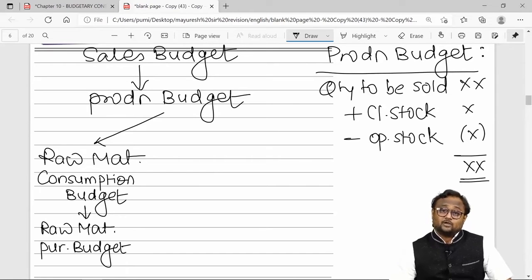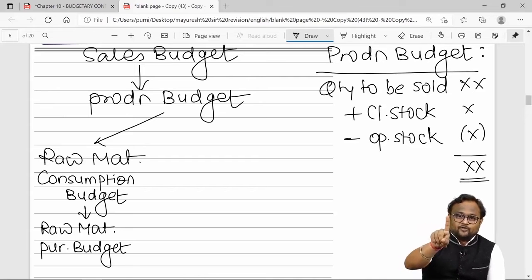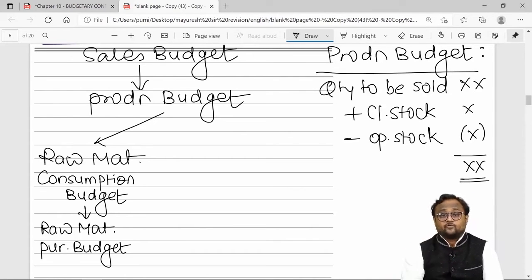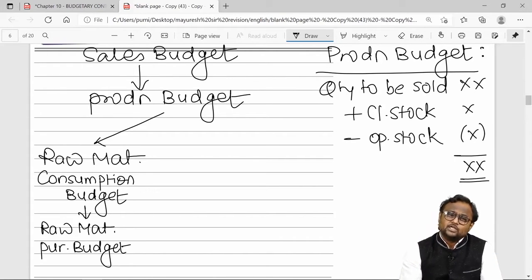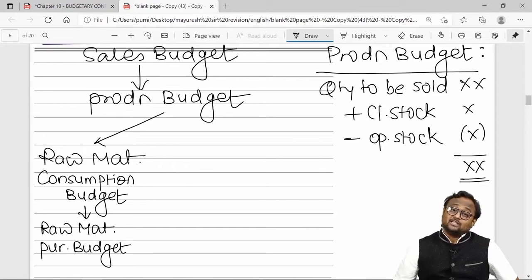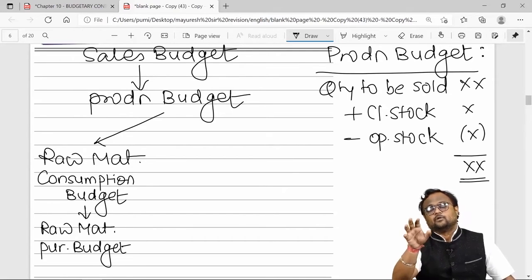For producing one unit of finished goods, I need 2 kgs of raw material. So for 60,000, I need 1,20,000 to be consumed. Buy 1,20,000. No, I want stock of 40,000 after that. Then buy 1,60,000. No, I already have 10,000 with me. Then buy 1,50,000. And the moment you realize you're supposed to purchase 1,50,000, multiplied by the price will give you the purchase value.